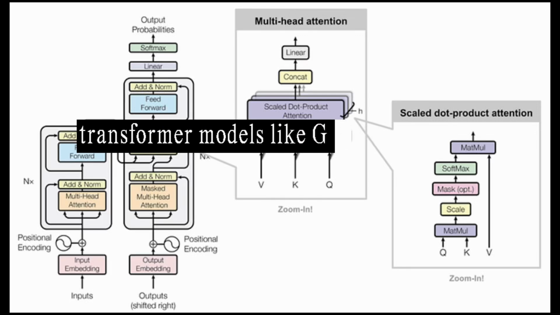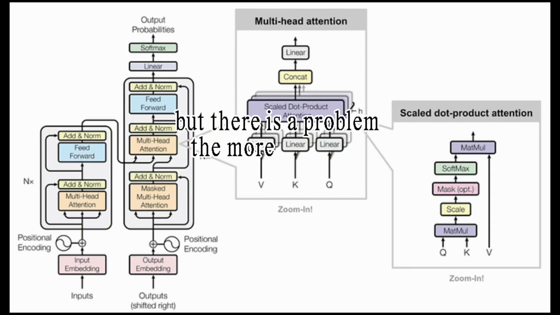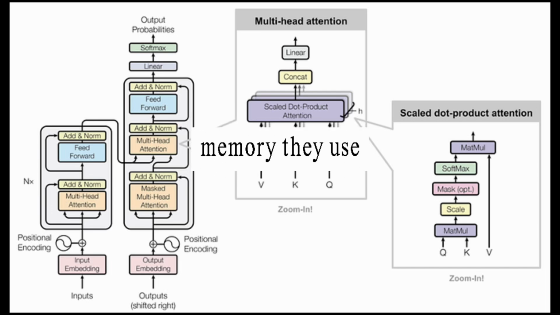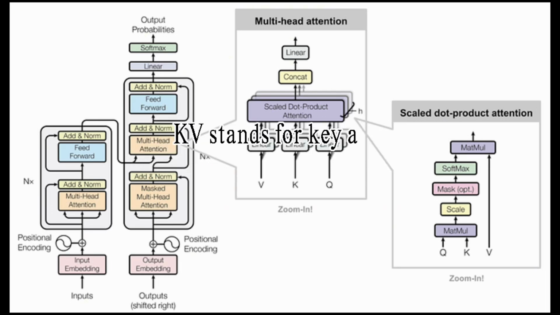Transformer models like GPT can generate pages of coherent text, but there is a problem. The more text they generate, the more GPU memory they use. One of the main reasons is something called the KV cache. KV stands for key and value.